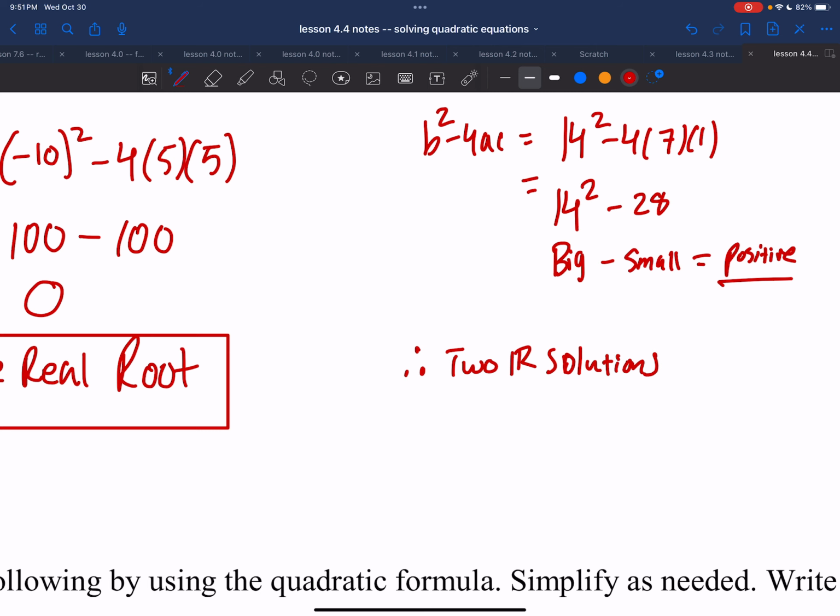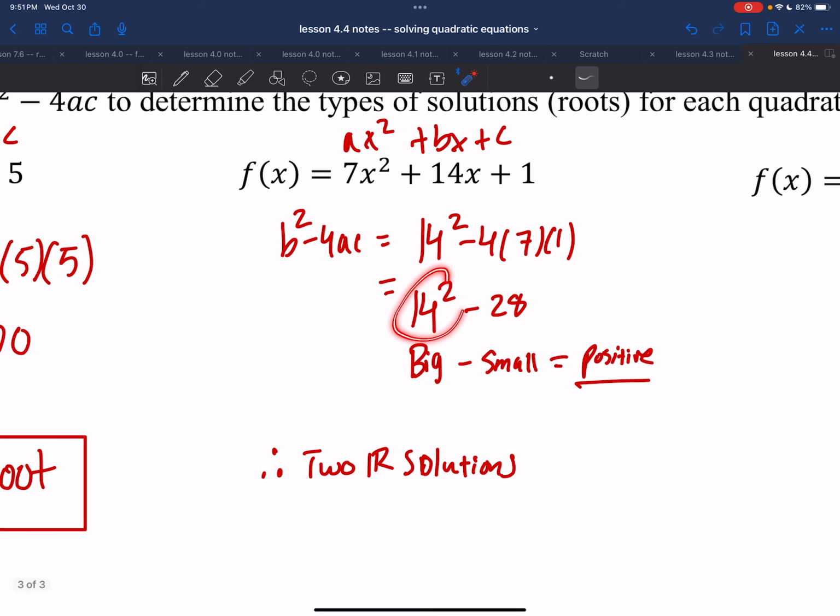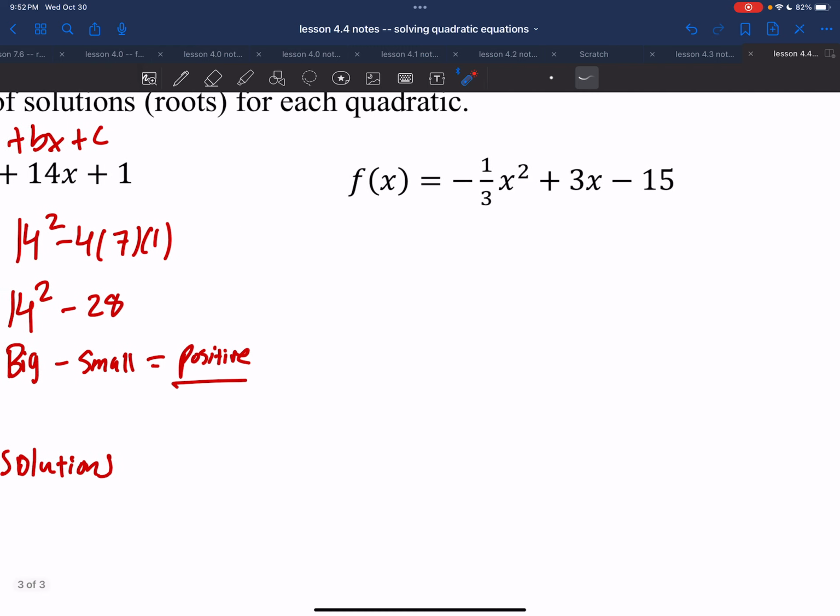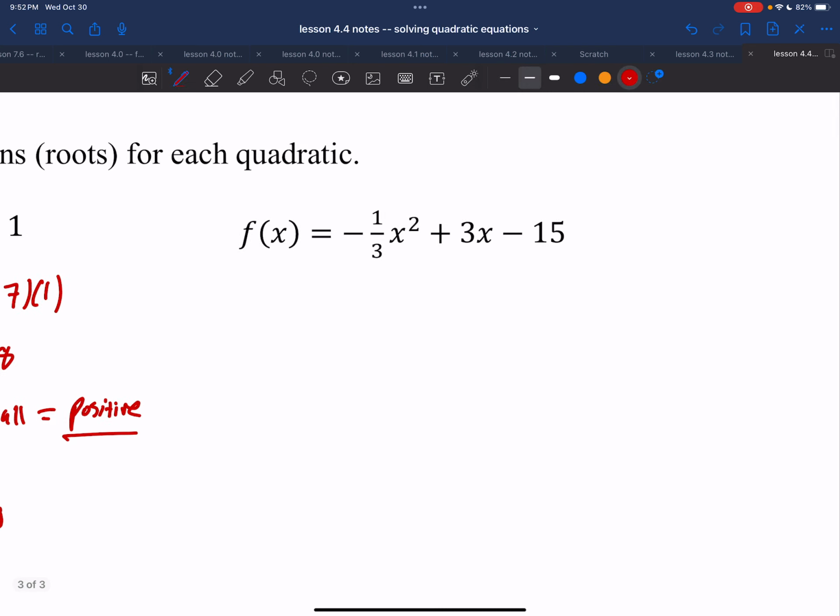Okay? And I mean, look, if you want to multiply 14 squared, get 196, and then actually minus 20, you go ahead. Yeah, you go ahead and do that. But I'm just telling you, all you have to know is if it's positive, negative, or 0. You don't have to actually know what it comes out to if you're just trying to find the types of solutions.